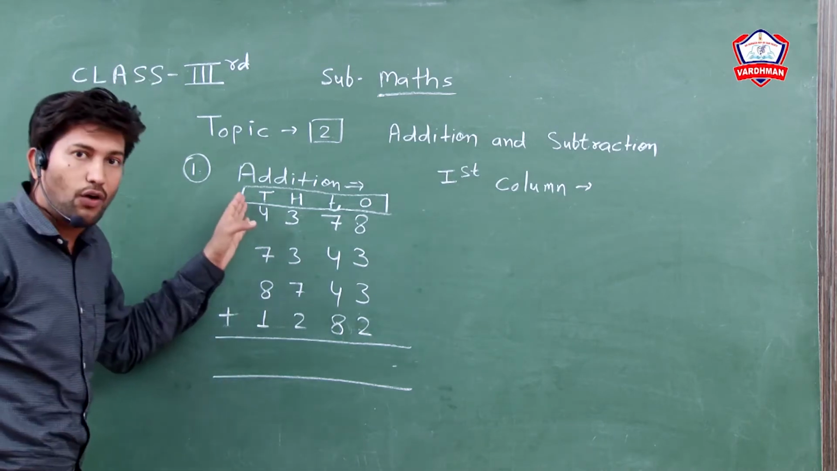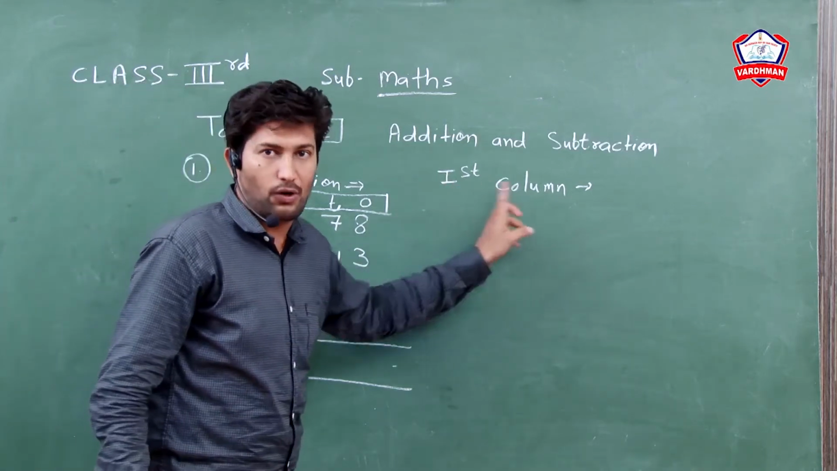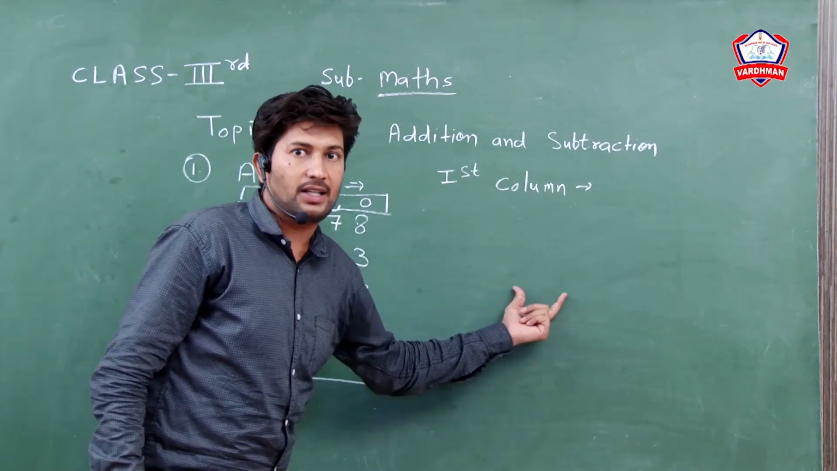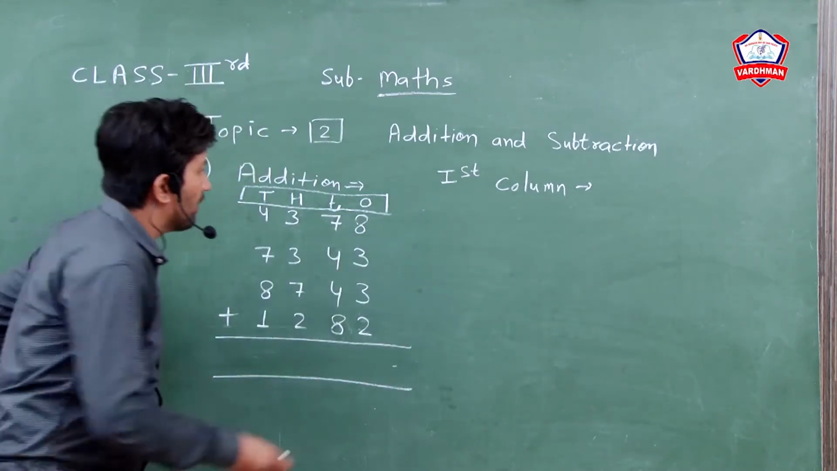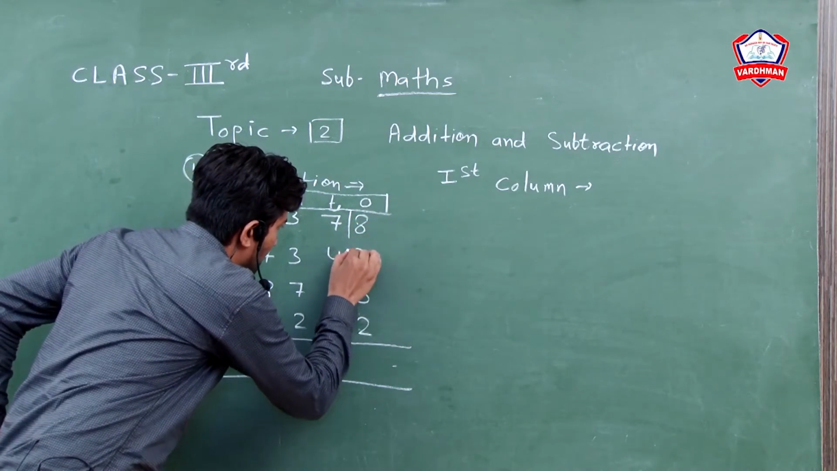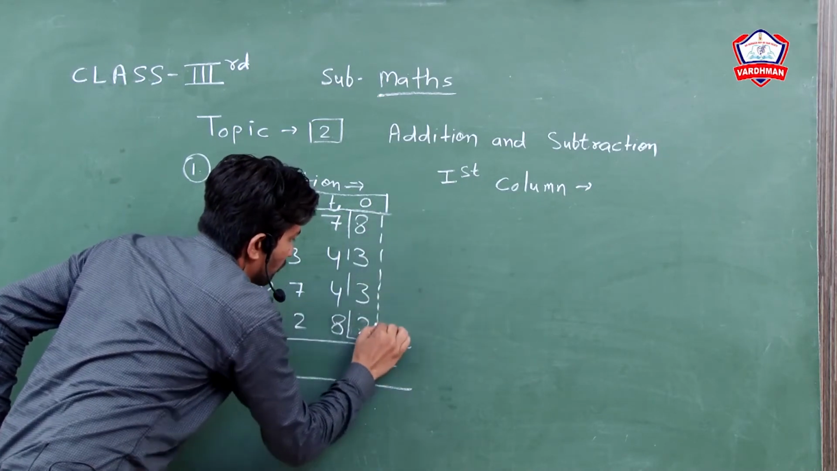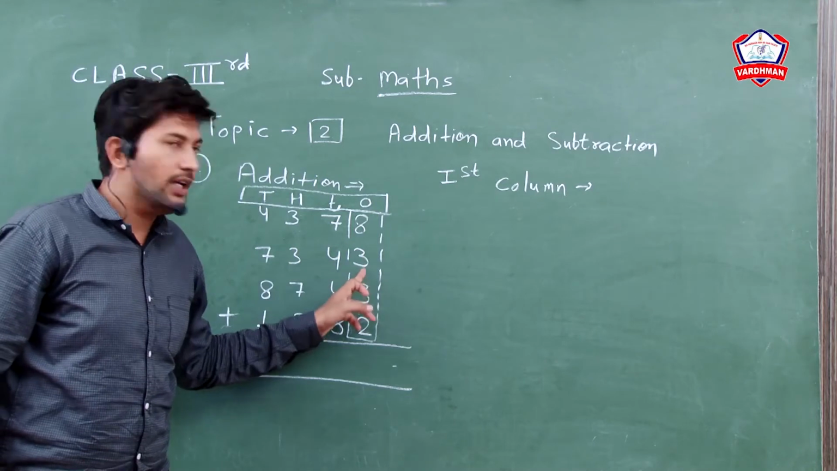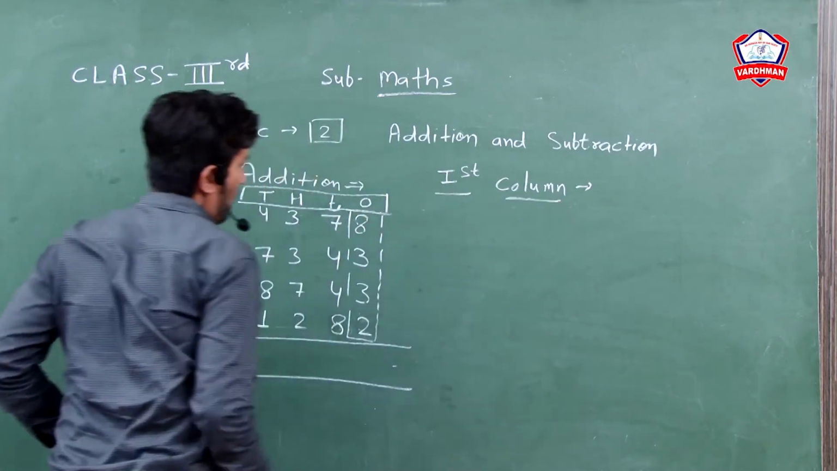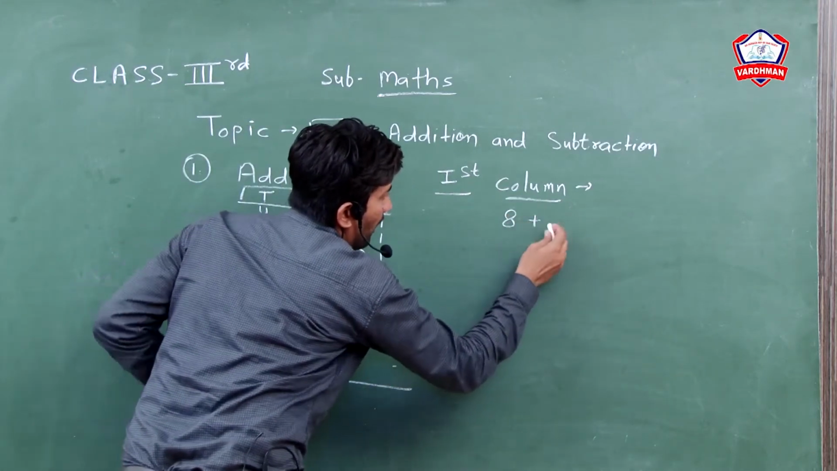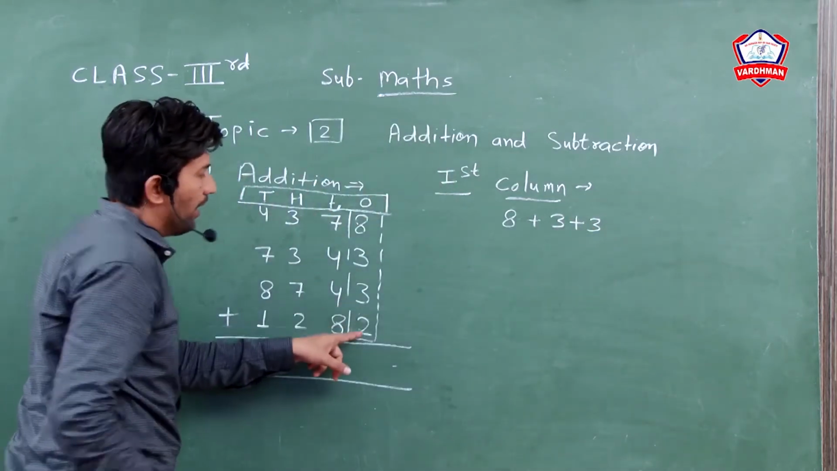Now we will add the four rows and four columns addition. Firstly we will use the first column. In this way we will write the normal addition on this way. Now we will start with the first column. This is our first column. You all see that 8, 3, 3 and 2. Now we will add the first column: 8 add by 3 and add by also 3 and then add by 2.